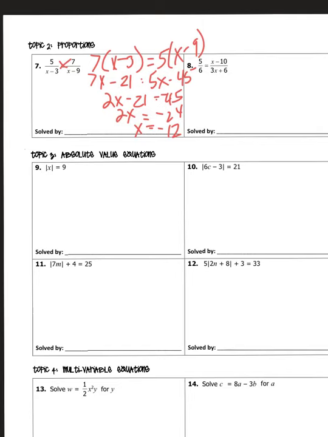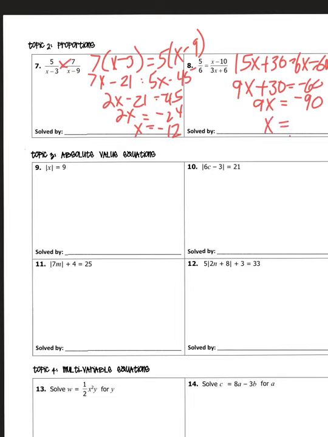Okay. Now, number 8, I'm going to do this one by distributing as I cross multiply. So, instead of writing it out, 5 times 3x plus 6, well, that is 15x plus 30 equals 6 times x minus 10 is 6x minus 60. Okay, now let's get the variable on one side. Subtract 6x from both sides, and we are left with 9x plus 30 equals negative 60. Subtract 30 from both sides, and we're left with 9x equals negative 90. Divide by 9, and x equals negative 10.